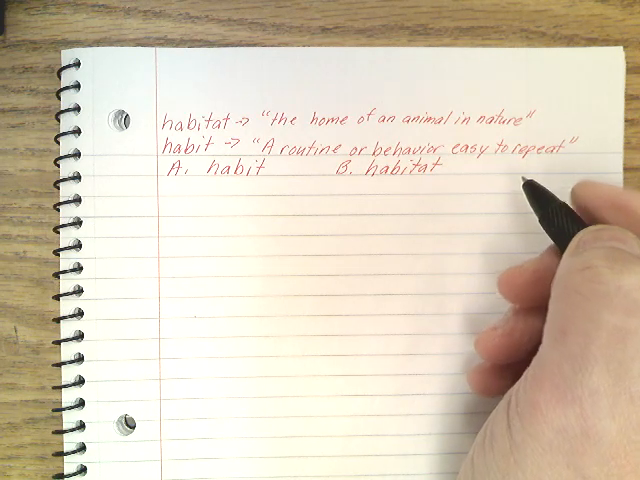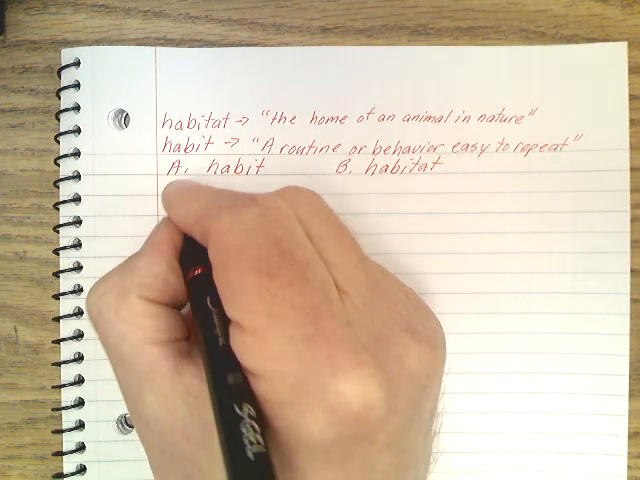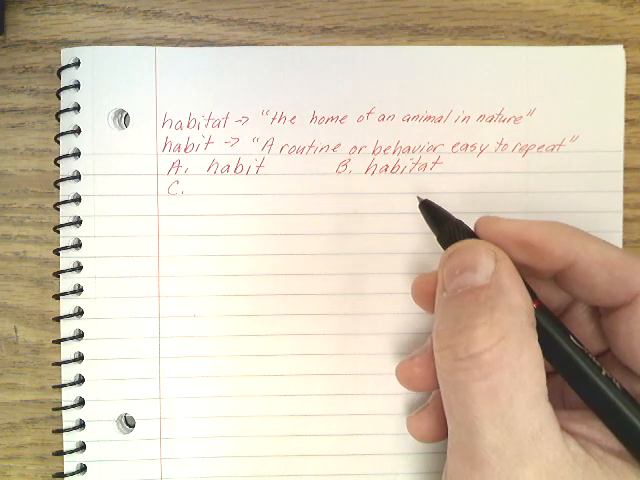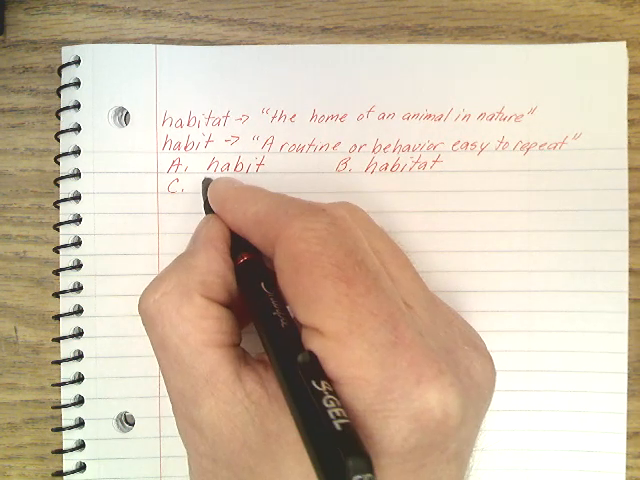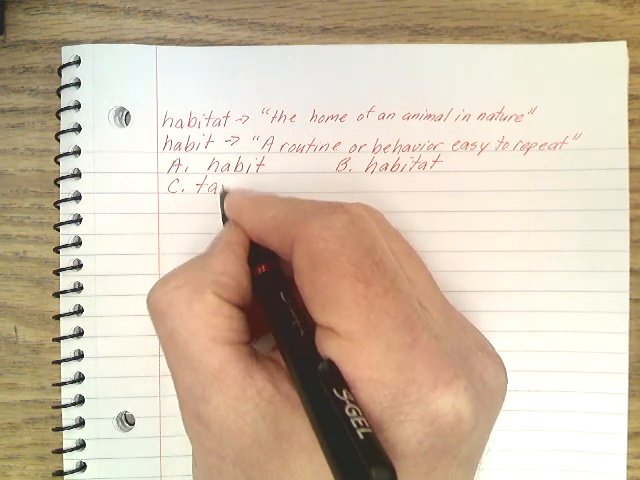Okay, and we have a bunch down here. Letter C. Tax becomes what? Ends in X, which is one of our special ones for irregular plurals, so it's taxes.